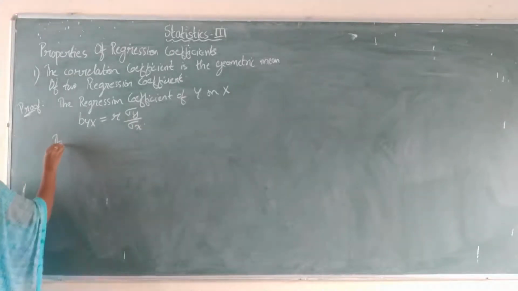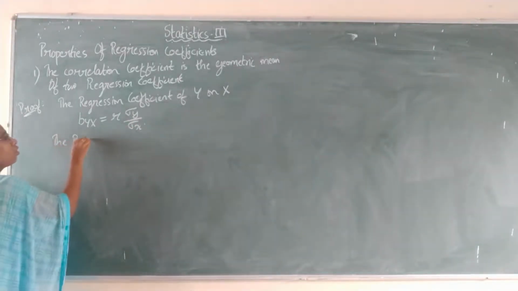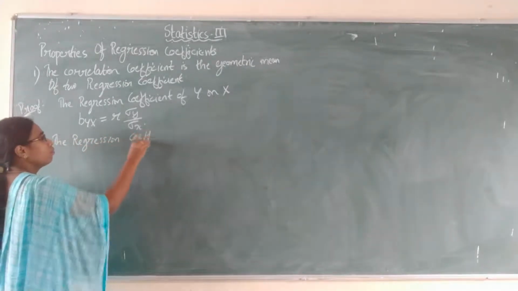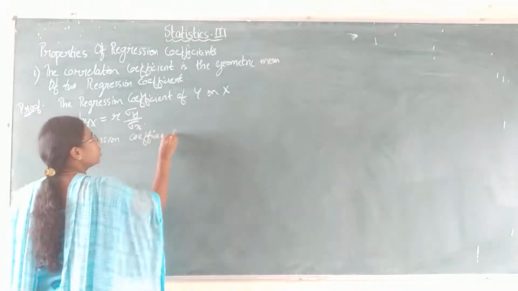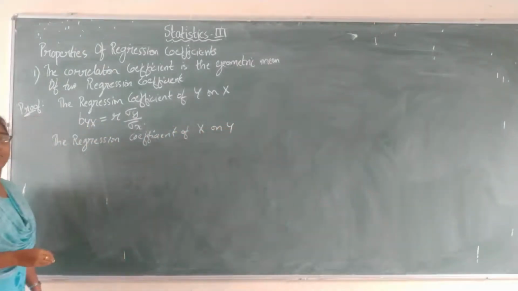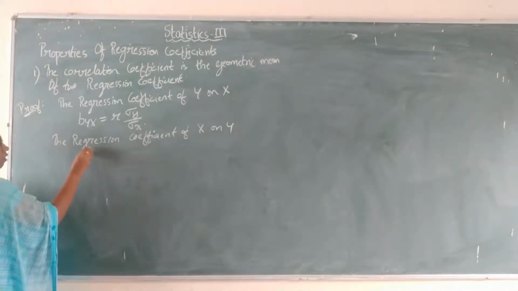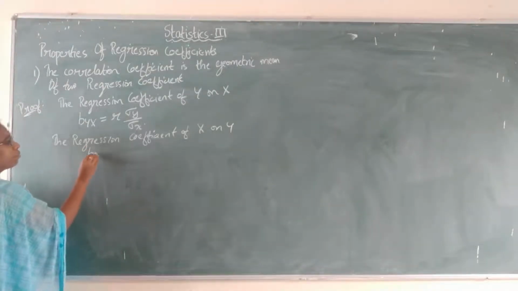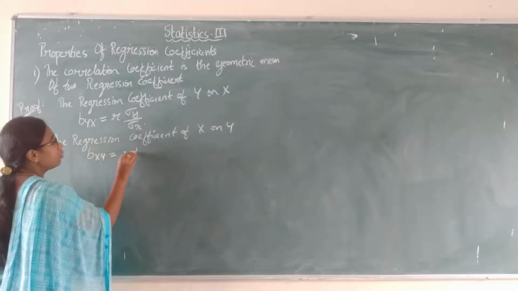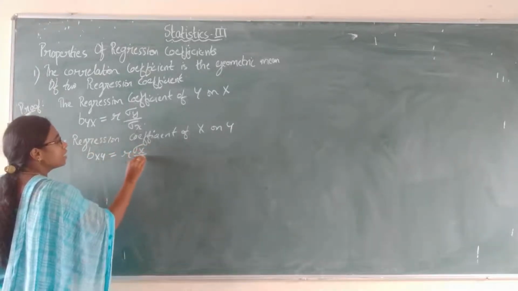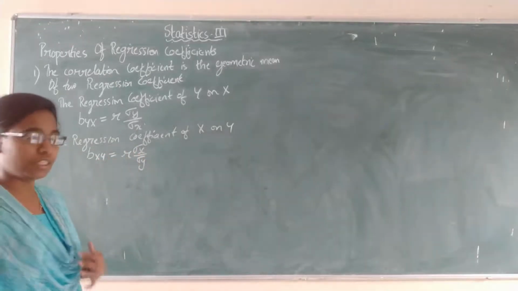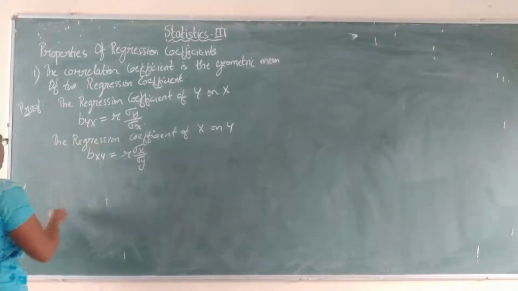Next write down the regression coefficient of x on y. The x on y regression coefficient is denoted with bxy, and bxy equals r into sigma x by sigma y. So these are the two regression coefficients. So how will we find the geometric mean?